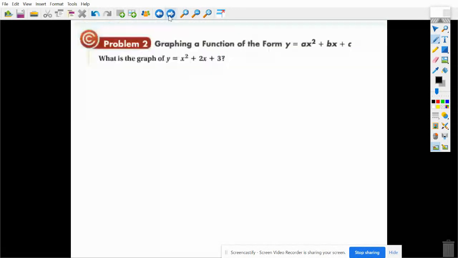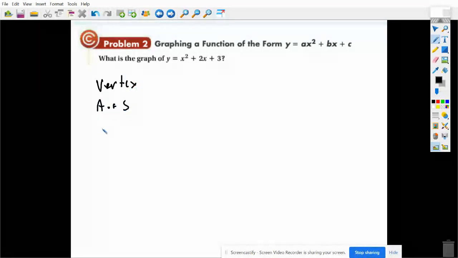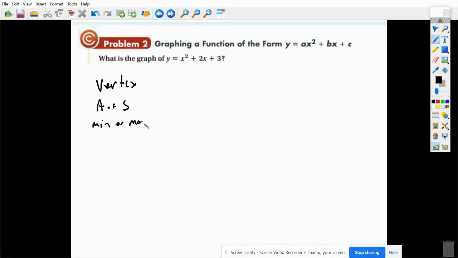Okay, so let's take a look at an example. We're going to go over every single one of those. I'm going to ask you to find the vertex, the axis of symmetry, and whether this has a min or a max. I'm also going to ask what the domain is, what the range is, and what the y-intercept is.